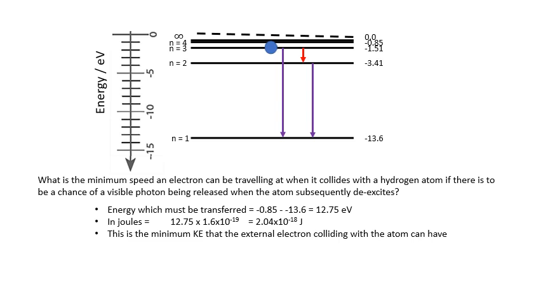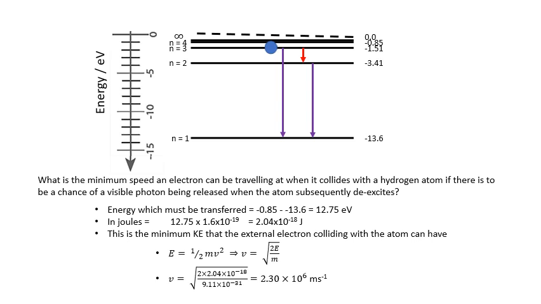But for the purposes of the question, we can assume that all of the KE of the external electron goes into exciting our atom. That means I can say that a half mv squared is equal to 2.04 times 10 to the minus 18 joules, and rearrange. And I get a velocity of 2.3 times 10 to the 6 meters per second, which seems incredibly fast, 2.3 million meters per second.